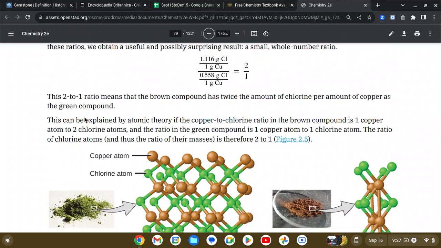1.116 over 1 divided by 0.558 over 1 is 2 to 1. This 2 to 1 ratio means that the brown compound has twice the amount of chlorine per amount of copper as the green compound. This can be explained by atomic theory if the copper to chlorine ratio in the brown compound is 1 copper atom to 2 chlorine atoms, and the ratio in the green compound is 1 copper atom to 1 chlorine atom. The ratio of chlorine atoms, and thus the ratio of their masses, is therefore 2 to 1.